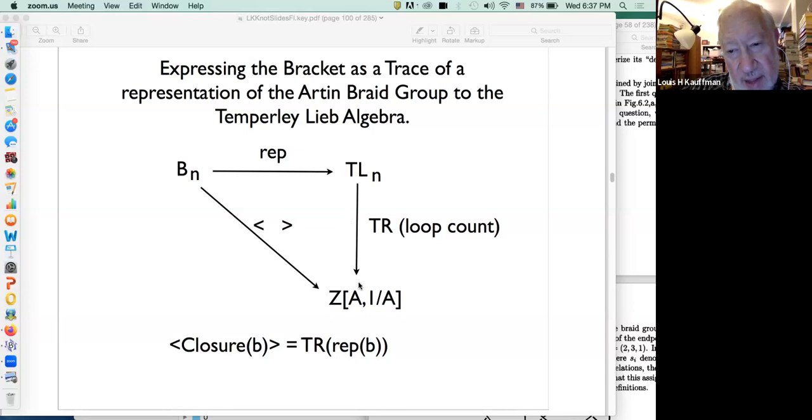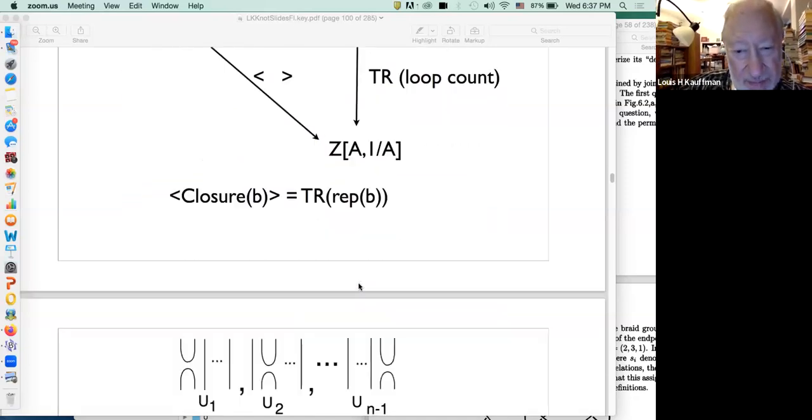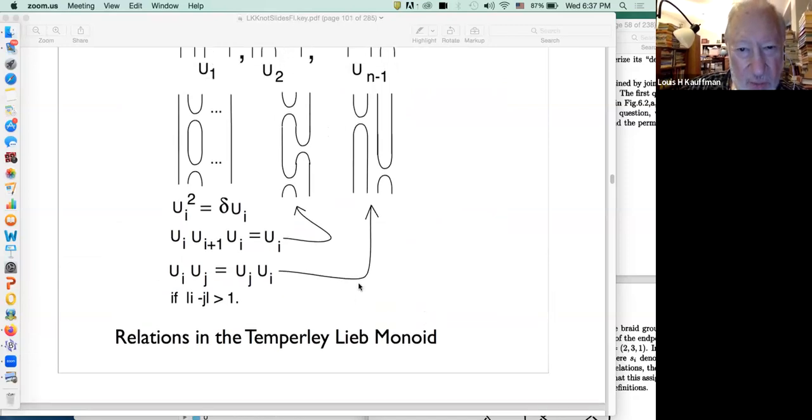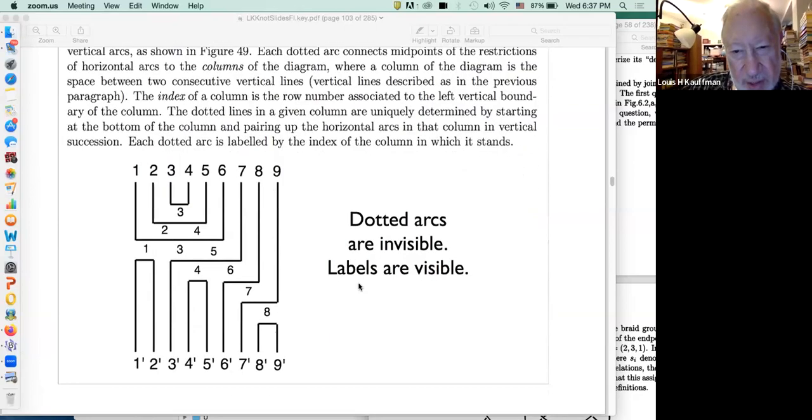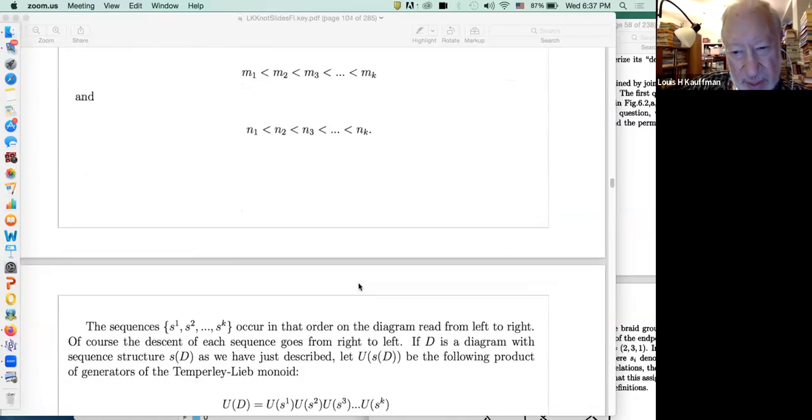So he climbed that mountain along its steepest part. And we're showing you here that the other side of the mountain has an easy climb up to the same structure. And that comes by looking at the bracket and how the bracket behaves on braids, and how the Temperley-Lieb algebra has a pictorial form. So let's see if we want to say more. I don't think I want to say more about the Temperley-Lieb algebra at this point.